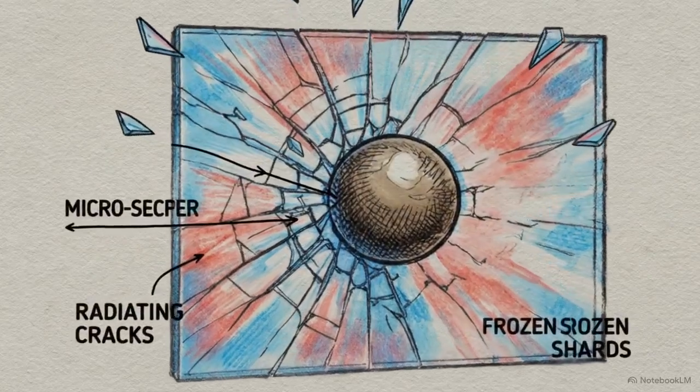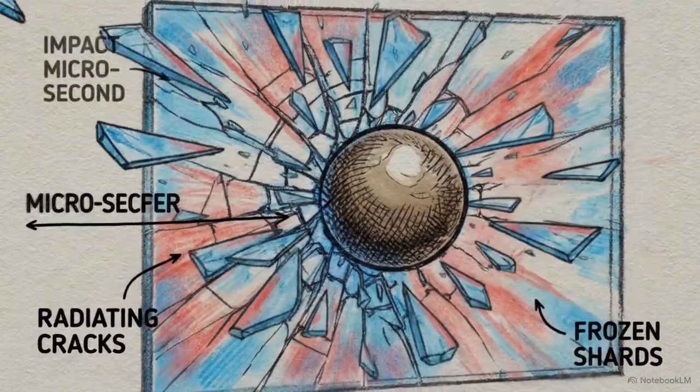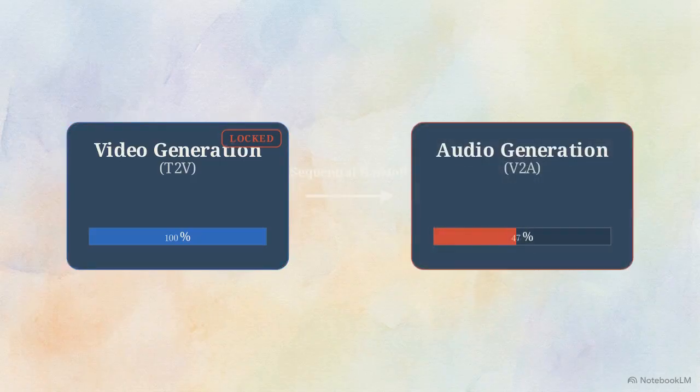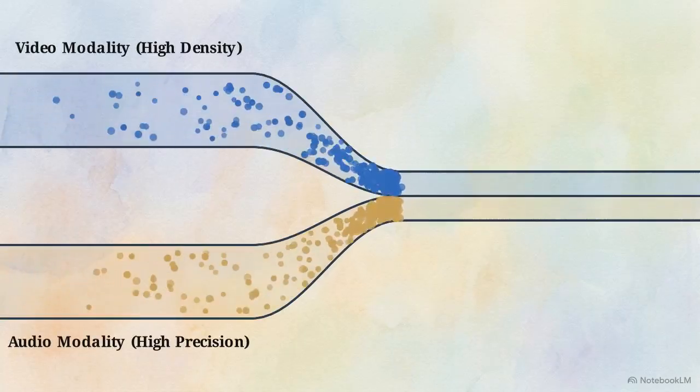Watch this glass shatter. The physical impact and the exact sound of the fracture occur at the precise same moment. Current generative AI models struggle to build scenes like this because they rely on sequential pipelines. They either generate the video first and fill in the audio later, or vice versa. This modality-first approach creates a bottleneck.